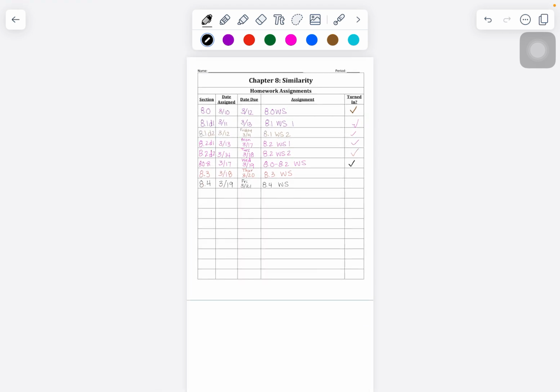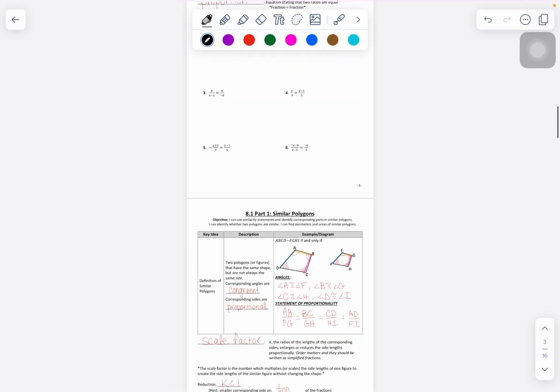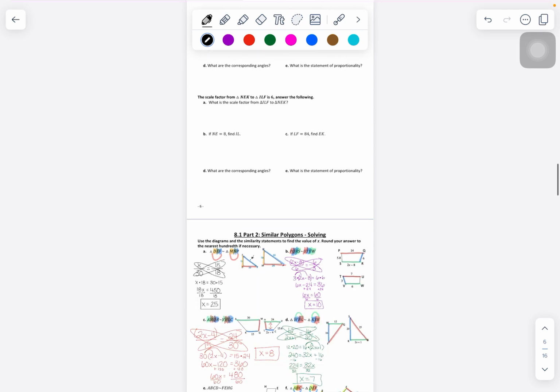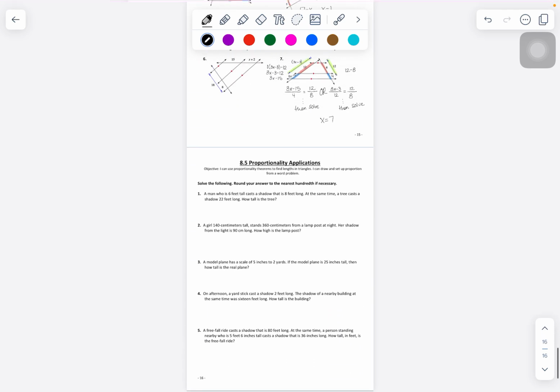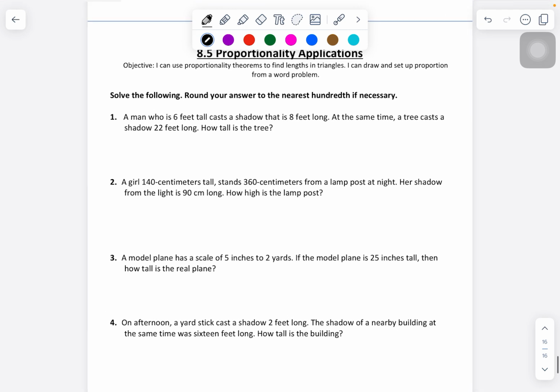We are in our last section of notes. Oh, come on, scroll faster, iPad. There we go. That was better. Which is on our final page.